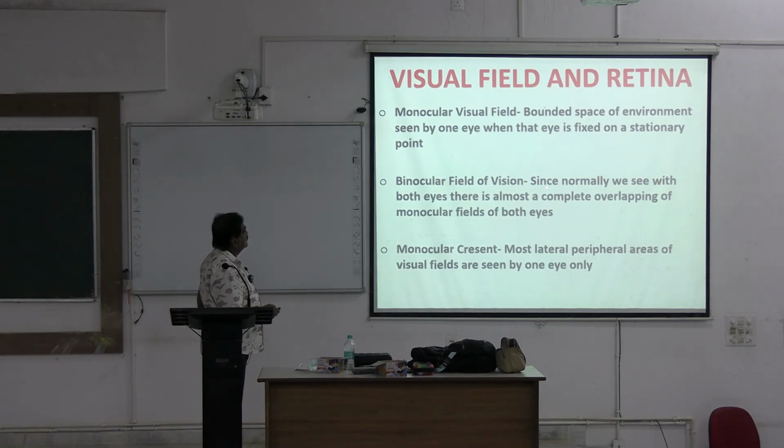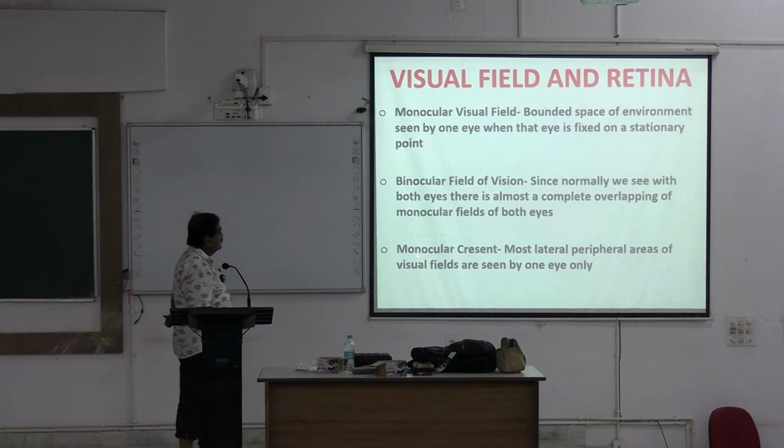Binocular field of vision: since normally we see with both eyes, there is almost a complete overlapping of the monocular fields of both eyes. Monocular crescent: the most lateral peripheral areas of the visual field are seen by one eye only.